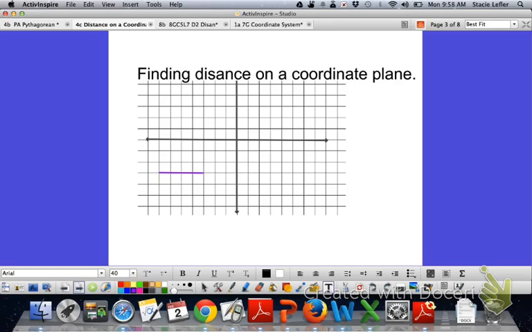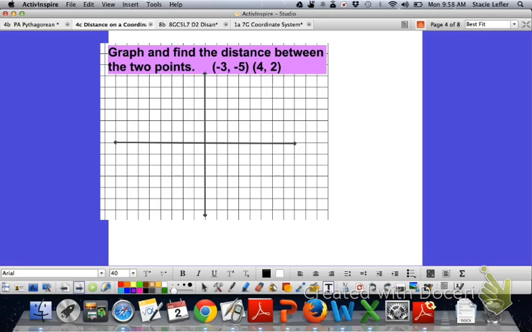For example, the distance of this line goes from here to here, and we count the spaces. That's important, the spaces between the lines. So I'm going to count over 1, 2, 3, 4. I see that that line is 4 units long. So we can find the distance between 2 points.